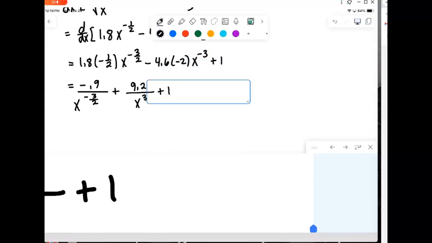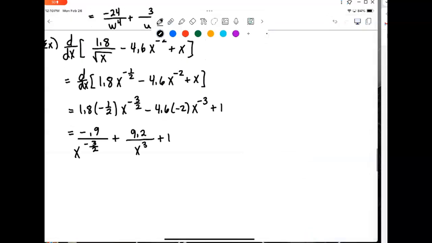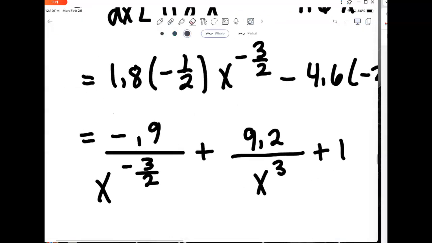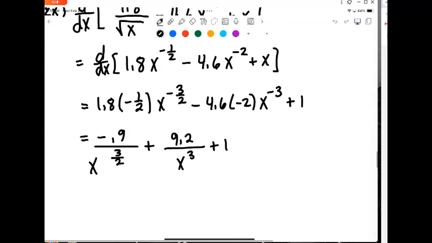And so now I have worked out the derivative of this rather complicated mess. One mistake I made there: that should not be a negative 3/2. Now that I've moved it, it would just be x to the 3/2. There's still a negative 0.9 on top there though. Okay. So now we've worked out that derivative.